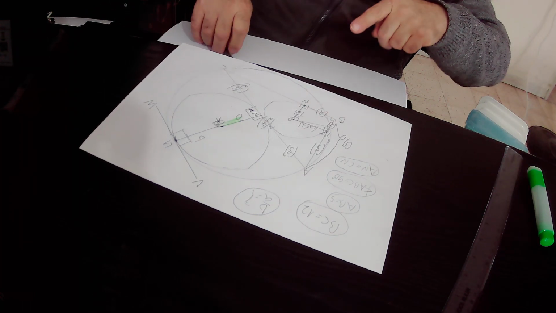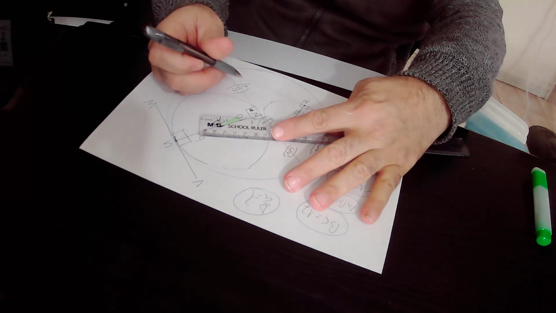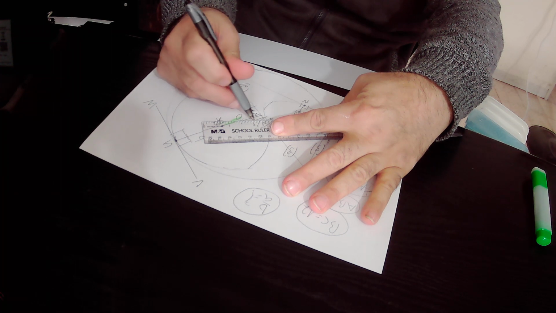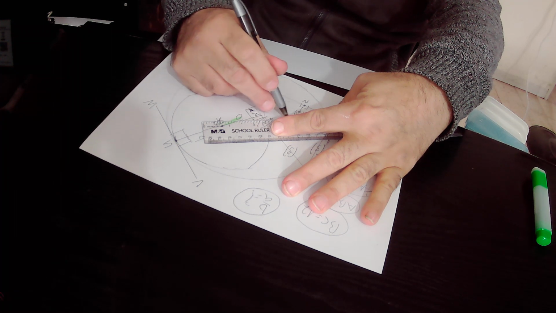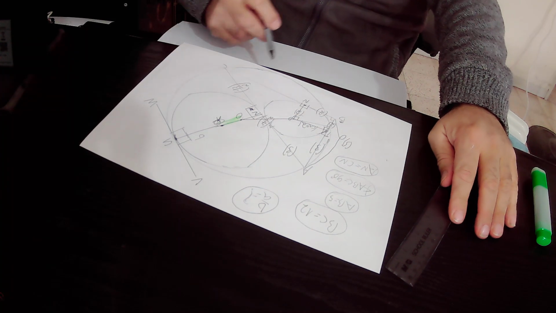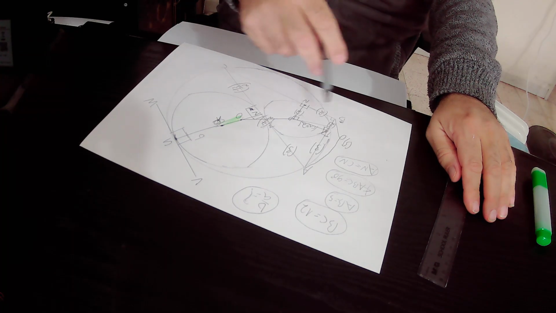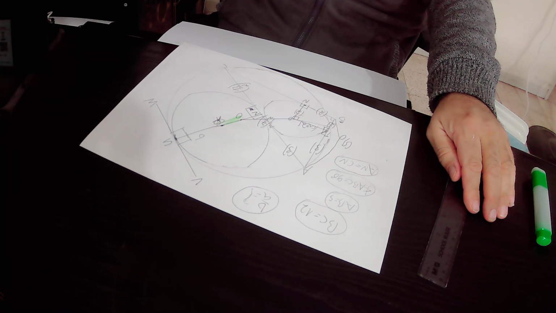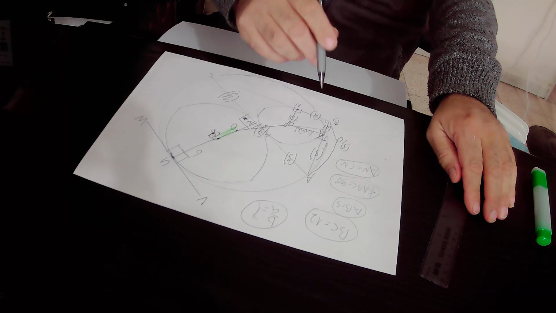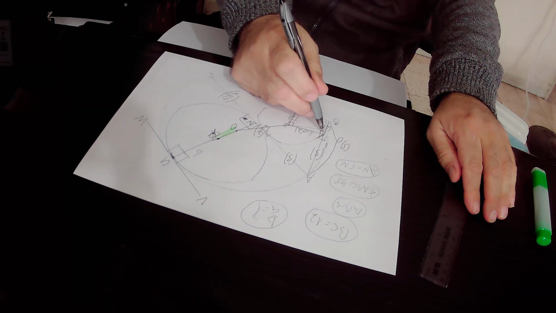In the next step, we join points O and P together by a straight line. Point O is the center of the bigger circle. Point P is the center of the smaller circle. The smaller circle and the bigger circle touch each other at this point, and you find the touching point as point S.